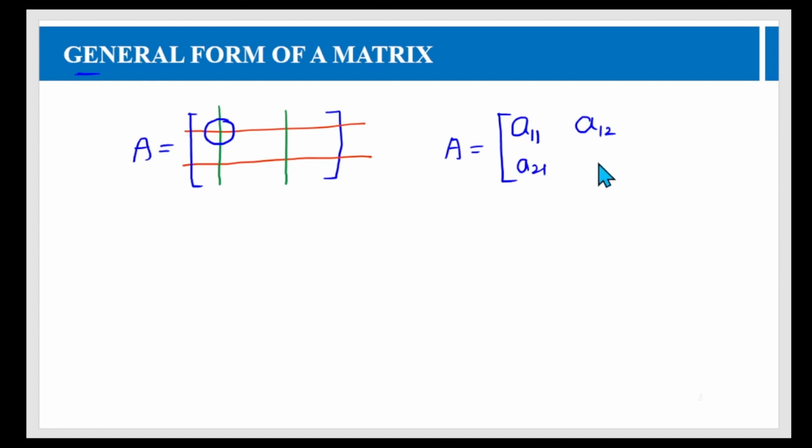A21, A22. This is the method to write general matrix of order 2 cross 2.